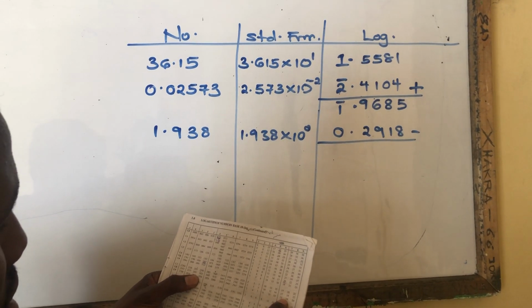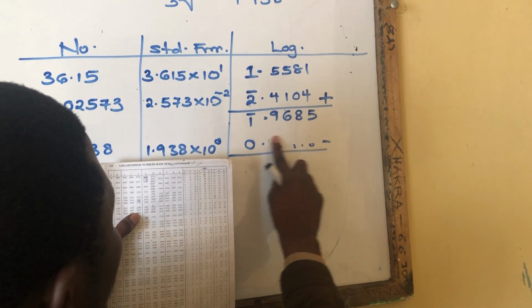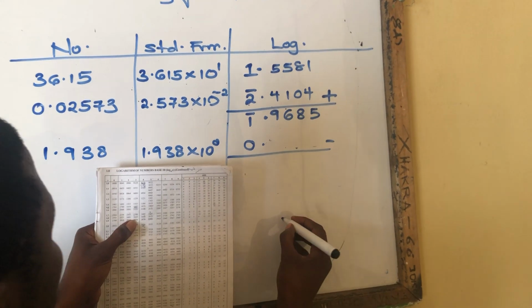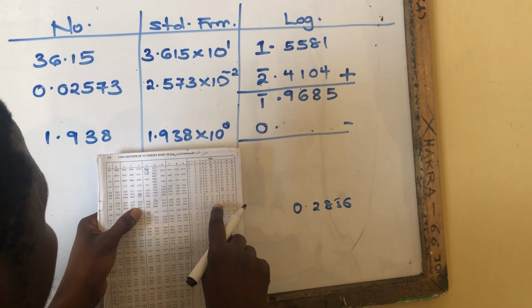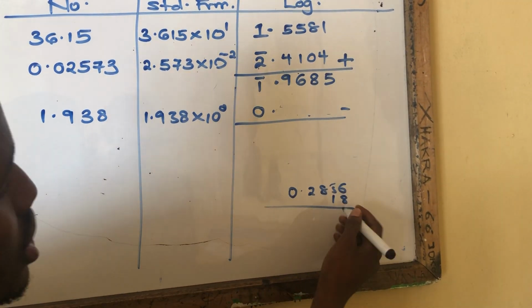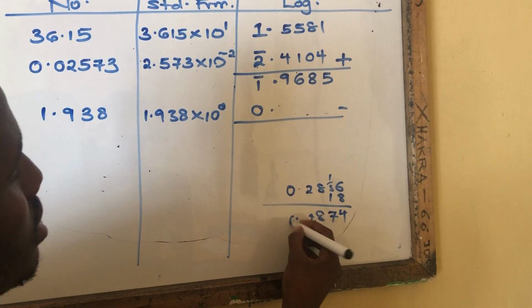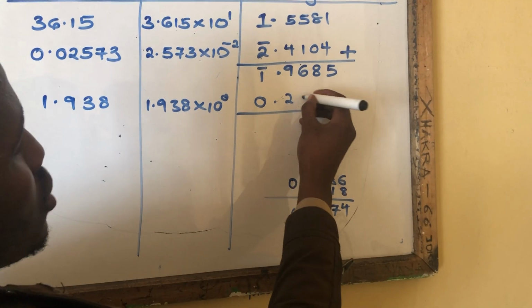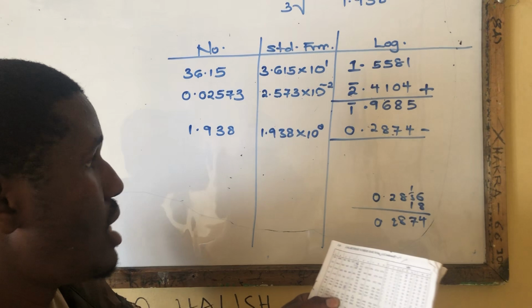Okay, just something to correct here. This is not what we're actually giving. It's supposed to be 0.2856. We'll be adding the number 18. This one should give us 4. Carry 1, 7, 8, 2. The figure should actually be 0.2874, not what we had given earlier on.